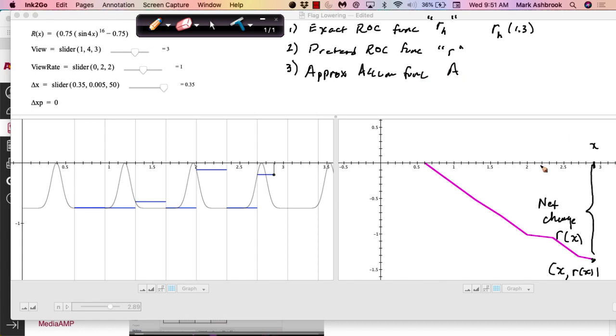So this is not r of x. R is the blue one over here. That's not r. If you were thinking that shouldn't be r, that was good. This is a. This is the A function. So this is x, a of x. X, r of x is over here. X, r of x is this point here.